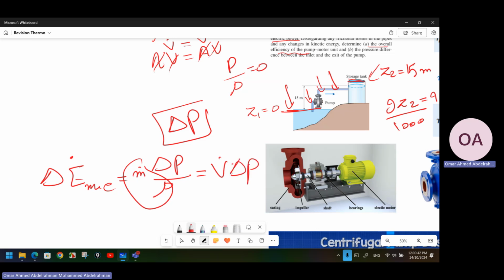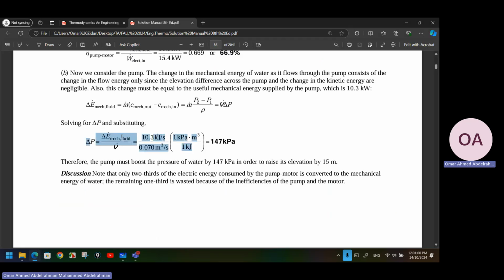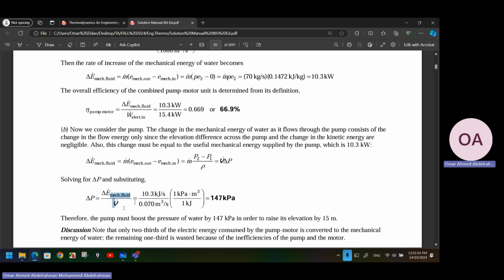So that is a question that came before in the midterm exam. And also, if you are talking about the turbine, it will give you the same equation, but the delta P will be negative. Okay. So the solution is here. Delta P is equal to delta mechanical. I already calculated delta E mechanical, and the volume rate, I have it. I can get the change in the pressure.